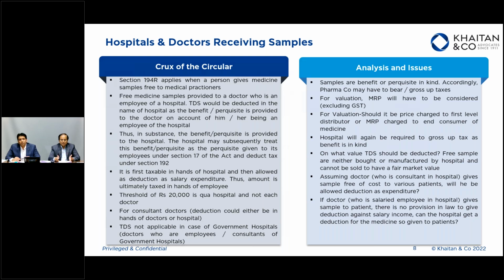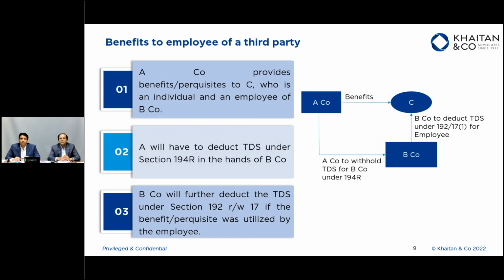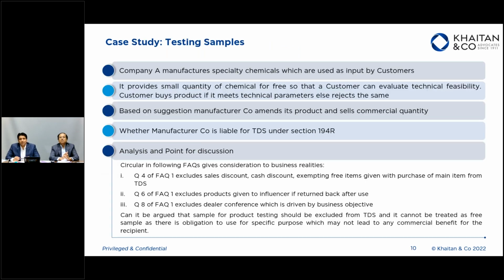Similarly, when we move on to the next slide, this is basically a very quick understanding of how the working is. A company provides benefits to C. In our example, the pharma company is A, and the perquisites or benefits are given to C. C is the doctor, who is an individual or an employee of B company. So B company here is the hospital. What is happening is, when the pharma company is paying even directly to the doctors, it is supposed to deduct TDS in the name of the hospital with which such doctor is associated, either as an employee or as a consultant. We could move to the next slide. So basically that's what it is.